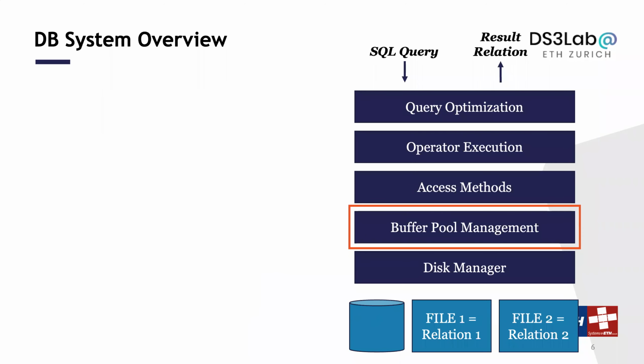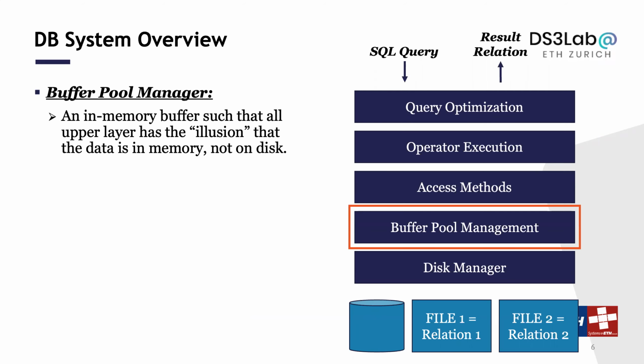In this lecture, we are going to move one layer up. We are going to talk about the buffer pool manager. So what does the buffer pool manager do? Essentially, it tries to maintain an in-memory buffer such that all the other layers, starting from the access method, have the illusion that all the data are in memory, not on the hard drive.